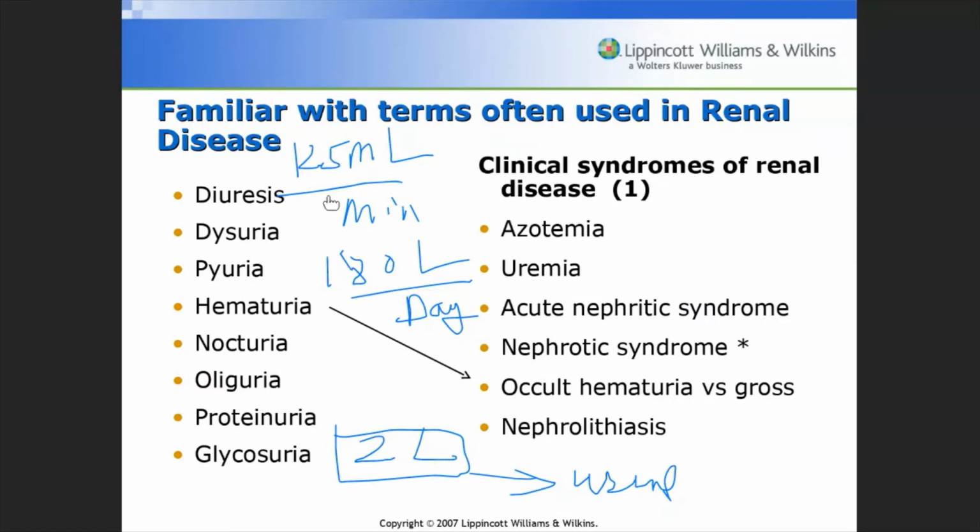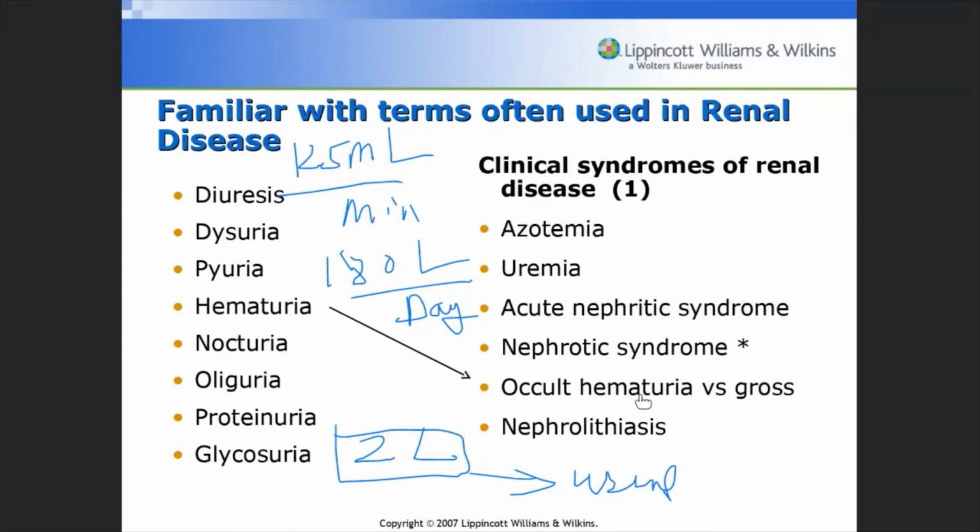Dysuria, diuresis, basically just go to the bathroom. Some of the urine might have pus in it, so that suggests it's bacteria. Some of them might have blood, and the blood could be usually hard to see, so we call that occult hematuria, or you can see a lot. When you see a lot, that could be suggesting cancer.